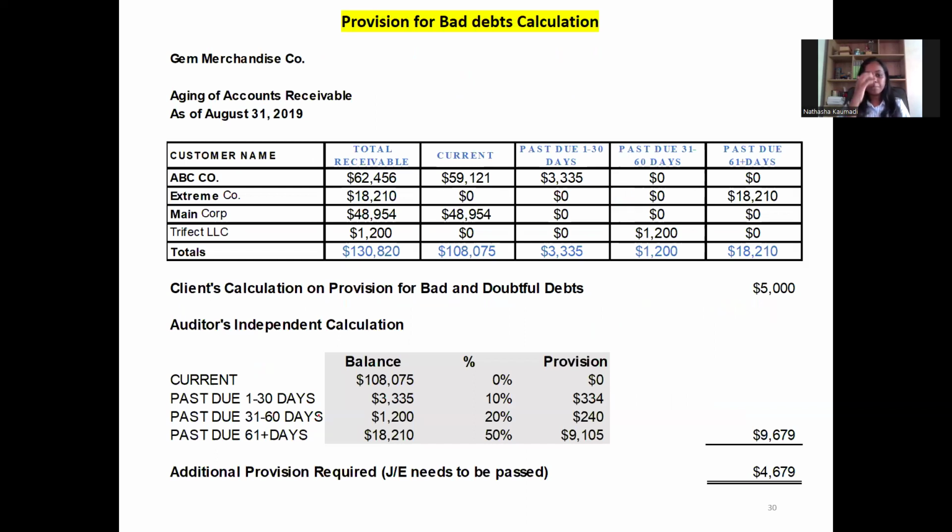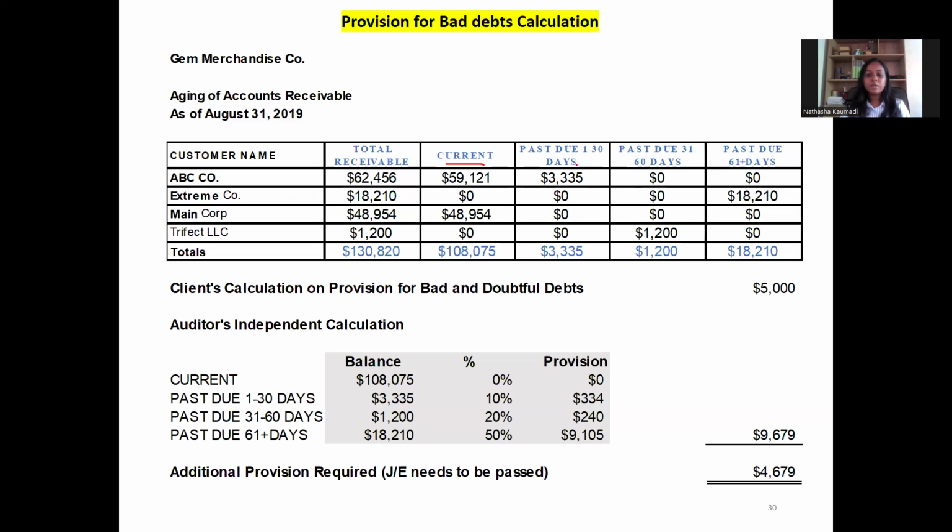The same example we had when I showed you the aging analysis. See, the total receivable balance is here, and then this is the current bucket. That means within the credit period. So, do we need to provide for the current bucket? No, we don't have to because it is still within the credit period. They will pay it, maybe.